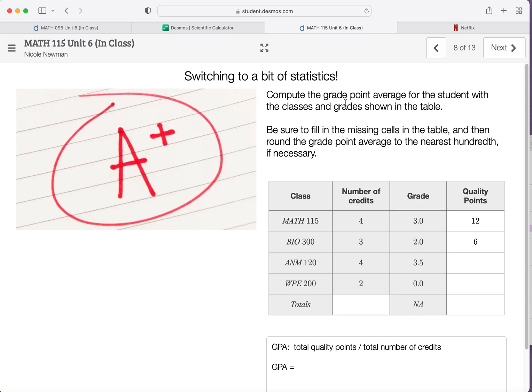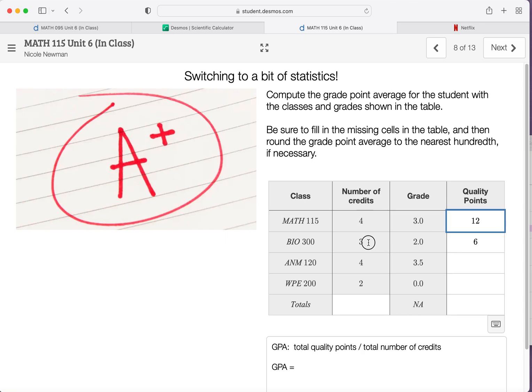To find someone's grade point average, this is our first statistic that we'll work on. I have given you this person's set of classes, how many credits each class is worth, and the grade they are earning. To find a grade point average, we find something called quality points, and we do that by multiplying the number of credits by the grade in each case. So for Math 115, it's a 4-credit class and the person's earning a 3.0. 4 times 3 will give us 12.